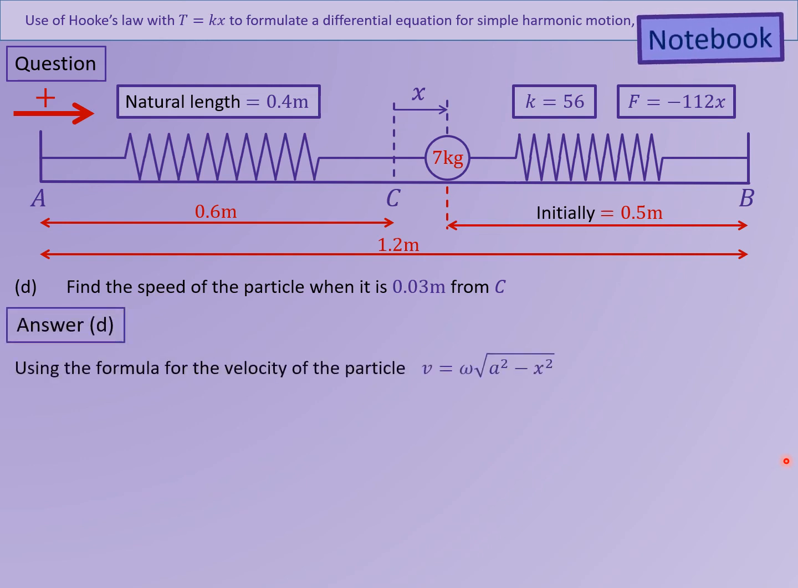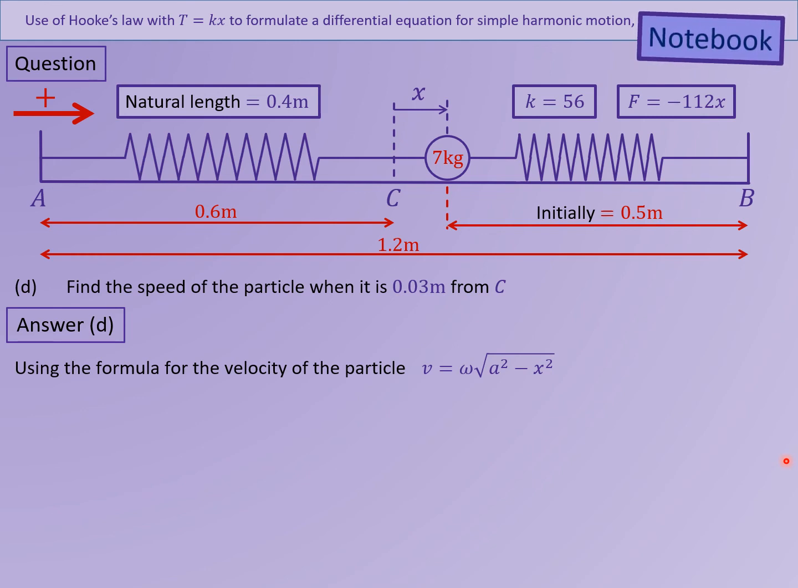Okay, so we're going to use the formula v equals omega root of a squared minus x squared. The examiner expects you to know it and be able to use it. He'll also expect you to show the answer without having to use that formula, so you need to be careful. But in this case, we can use the formula. It's a good chance it would give you that anyway.